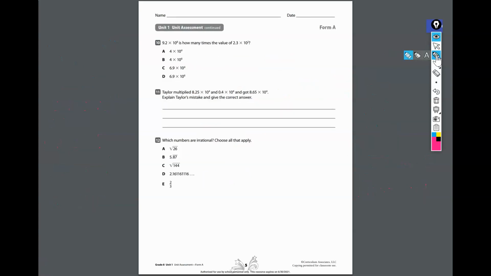Number 10. 9.2 times 10 to the 8 is how many times the value of 2.3 times 10 to the 2nd power? So what we're going to do is we're going to divide. We're going to put our biggest number on top, 9.2 times 10 to the 8. I know that it's bigger based on the exponent. Divided by 2.3 times 10 to the 2nd power. So remember what we've talked about. We're going to divide the numbers out in front. 2.3 divided into 9.2. Move those decimal places over.